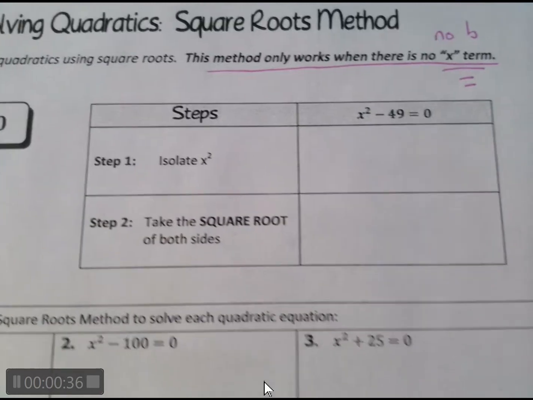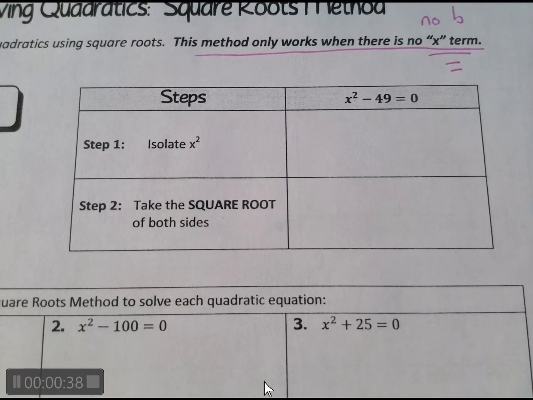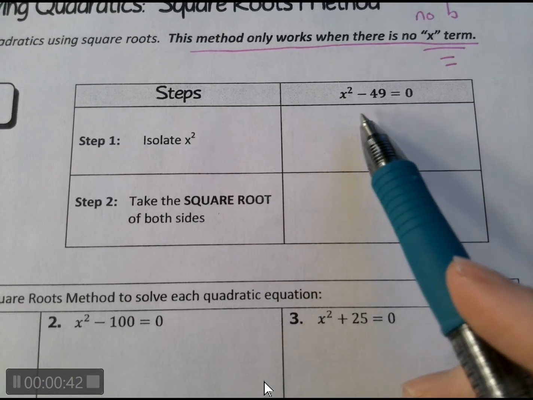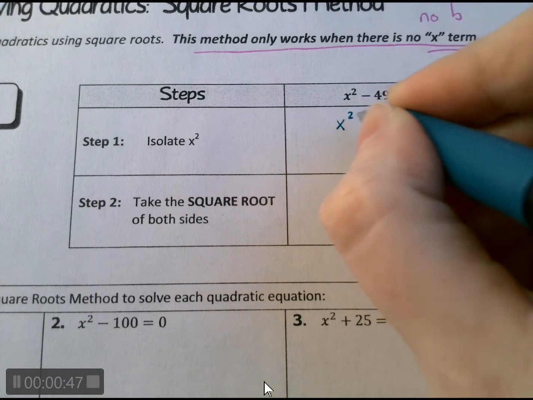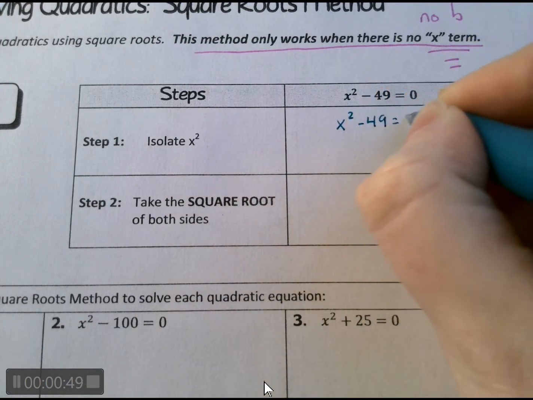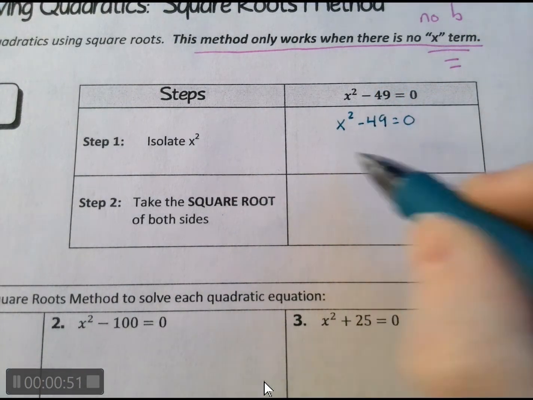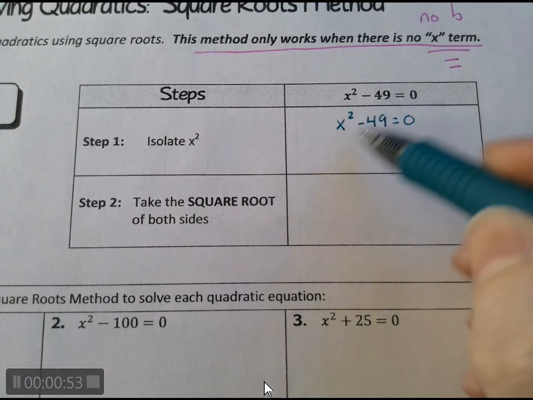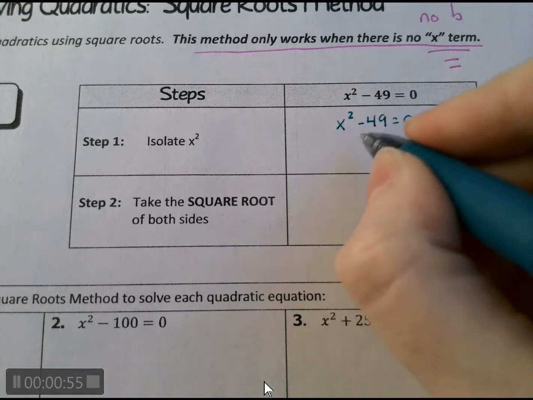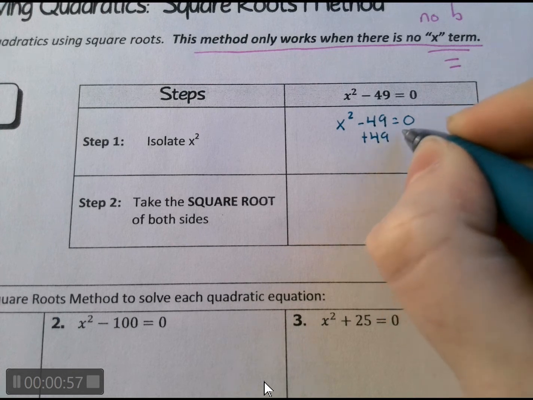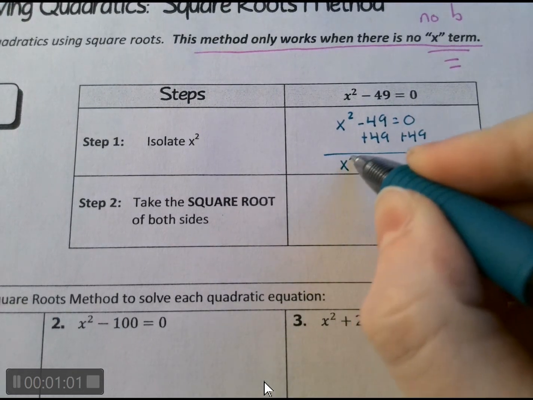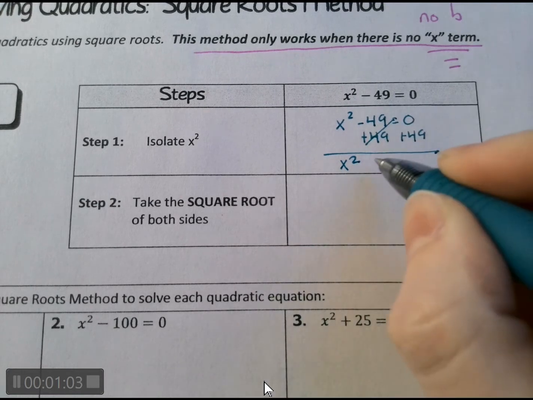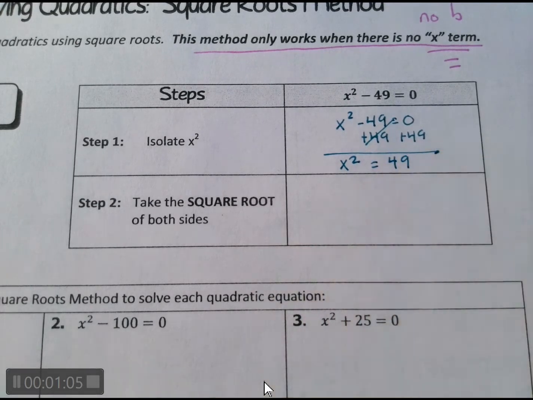You ready for them? The first step is to isolate x squared. So in our example, x squared minus 49 equals 0. We need to isolate the x squared. This means get x squared by itself. So I'm going to add 49 to both sides. And we're left with x squared, that goes to 0, equals positive 49.